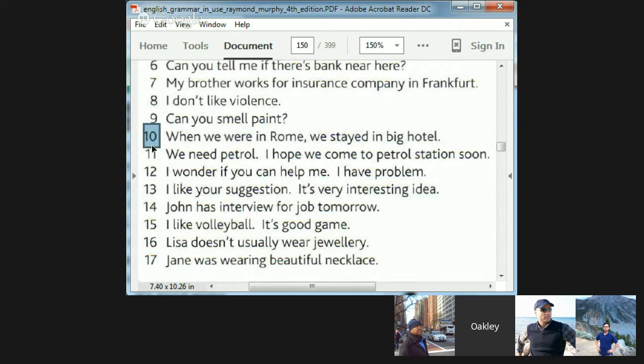JK, number 10. When we were in Rome, we stayed in a big hotel. Okay, again, you got another one with the adjective in front. Big, in a big hotel. That's it.